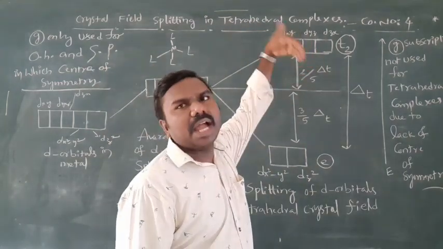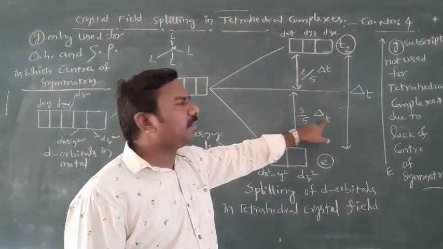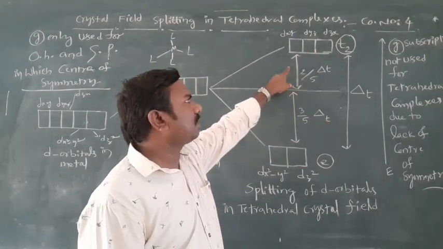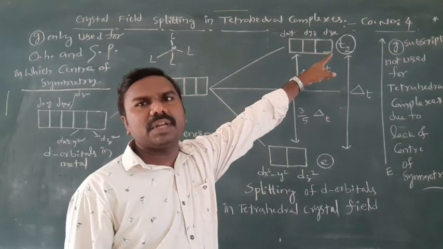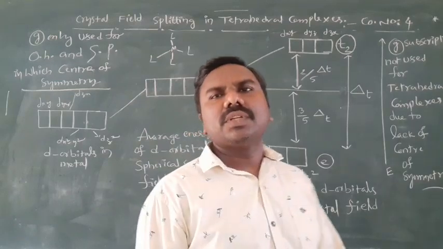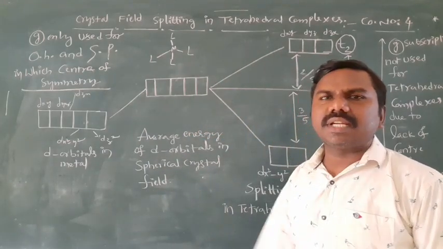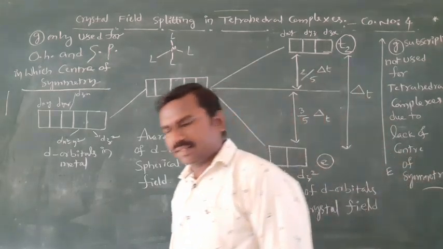So this will be higher energy, and this will be lower energy. This will be 3 by 5 times that of delta T, and this will be 2 by 5 times that of delta T. So this is the diagram which represents the crystal field splitting in tetrahedral complexes.